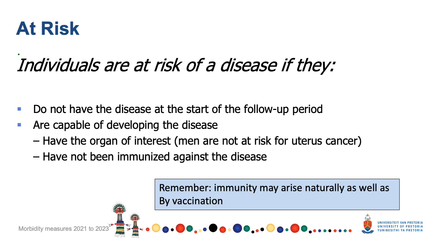Having dealt with prevalence, we're now ready to start with incidence. However, before I talk about incidence, I'd like to talk about the issue of risk. We say that individuals are at risk for a disease if they don't have the disease at the start of the study period or observation period, and if they're capable of developing the disease. Obviously, men are not at risk for uterus cancer. And also, if it's an infectious disease, they're only at risk if they have not been immunized. Remember, you can become immunized through having received a vaccination, but also it can arise naturally as a result of infection.